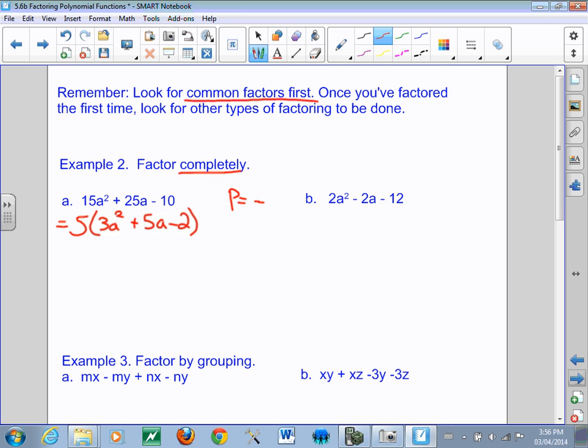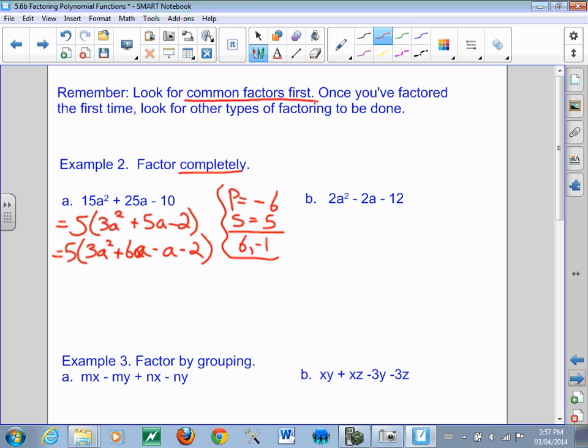So product is negative 6. Sum equals 5. What two numbers are you coming up with? Hopefully 6 and negative 1. Put that on the side margin. So you got 3a squared plus 6a, oops, sorry, a, not x, minus a minus 2.